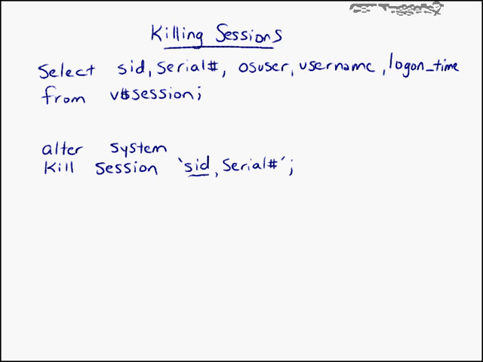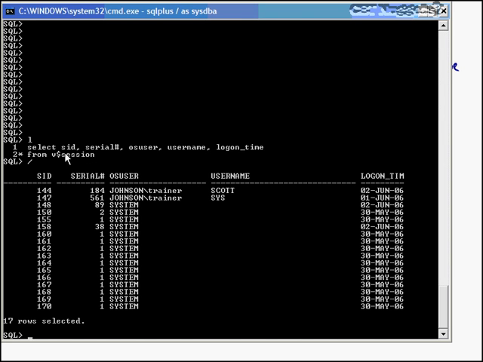There might be times when you want to kill off sessions. Well, to do that, you need to query the V$SESSION data dictionary view, and that will give us information about the session ID, the serial number, the operating system username, the database username, and then a logon time. So once you drill down and find the session that you want to kill off, you just say alter system kill session, and then in single quotes, you have the SID and the serial number. For example, here I ran that command and I found that Scott is logged on as of June 2nd. So if I want to kill him off, the SID is 144, the serial number is 184. Let's go ahead and kill this session.